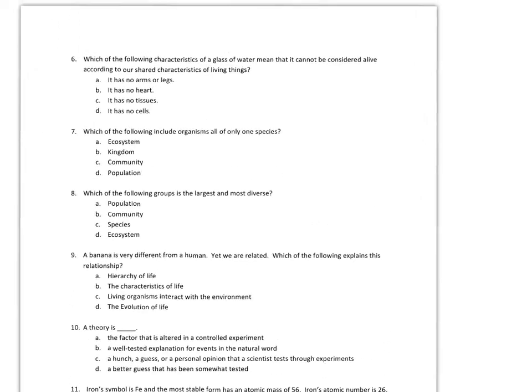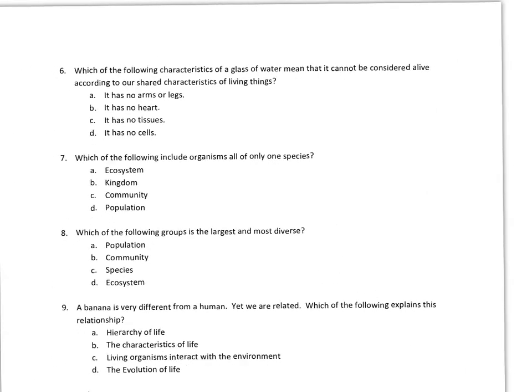So when we're looking at this one, which of the following characteristics of a glass of water mean that it cannot be considered alive according to our shared characteristics of living things? It has no arms or legs. Well, that's true. A glass of water doesn't have arms or legs, but does that make it not part of the characteristics of life? No, because a worm doesn't have arms or legs, right? And a worm is alive, according to our definition. So one of these has something to do with water that makes it not alive. So it's not this one.